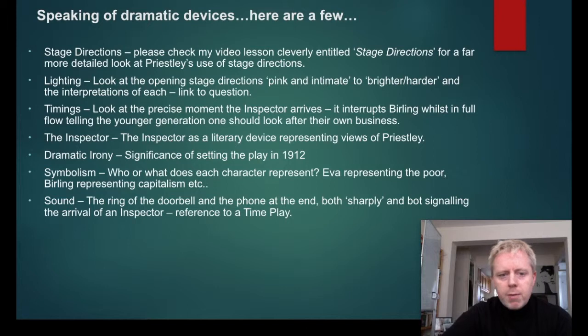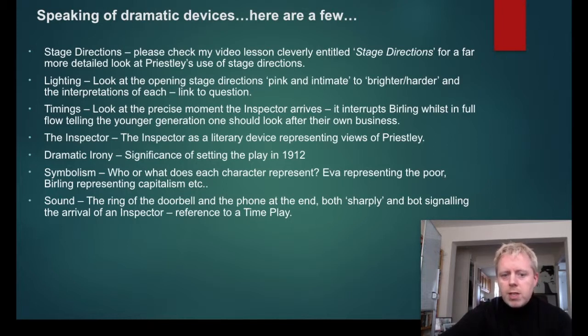Okay, so speaking of dramatic devices, as I promised, here are a few. Stage directions. Remember, it's a play. Think of what is particular about the format of a play. Well, stage directions are an opportunity for Priestley to instruct the director or the actors in how he wants them to behave and act, and how the stage should be set, and so on. Now, I've got another video which explores stage directions in a lot more detail than this, so please do check that out.